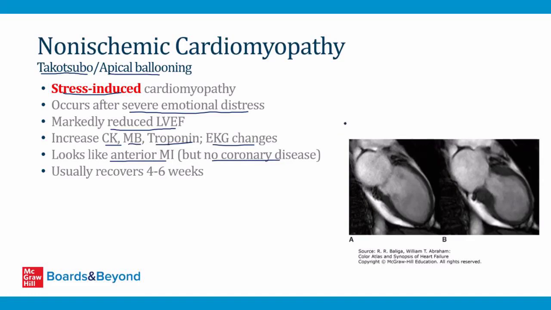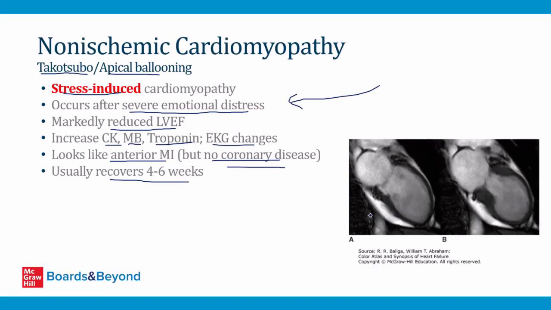So the way this usually presents is someone has a recent severe emotional distress. They develop chest pain and shortness of breath. They're usually thought to be having a myocardial infarction, but when they go to the cath lab, their coronary arteries are clean, and then they're diagnosed with stress-induced cardiomyopathy. And usually this recovers in about 4 to 6 weeks. It's usually a temporary form of cardiomyopathy.